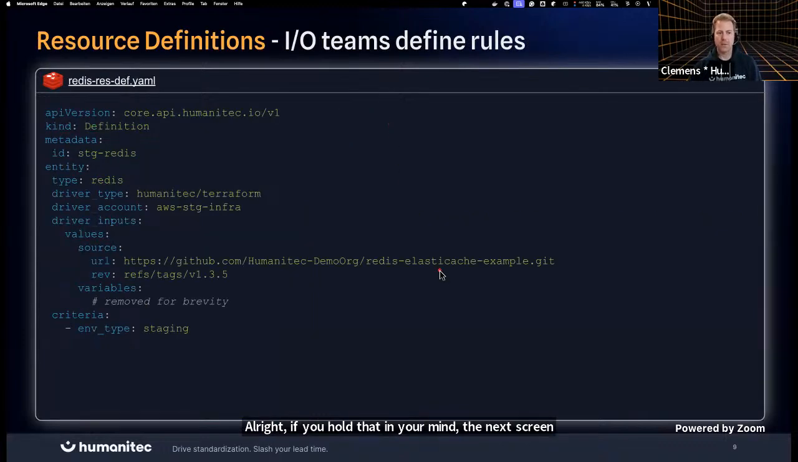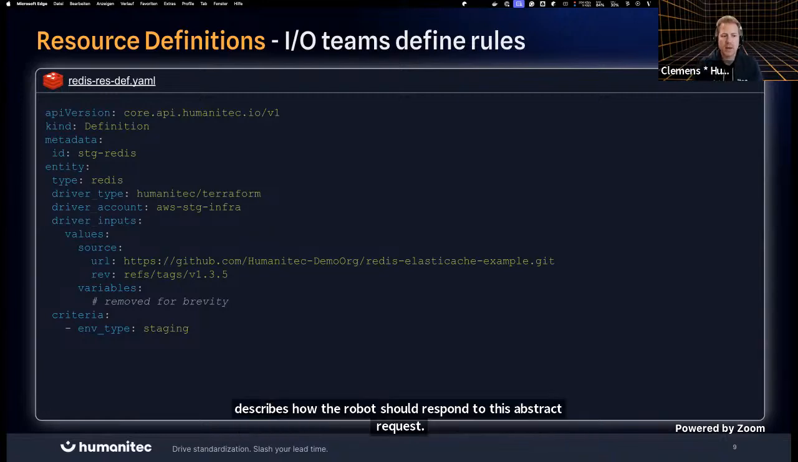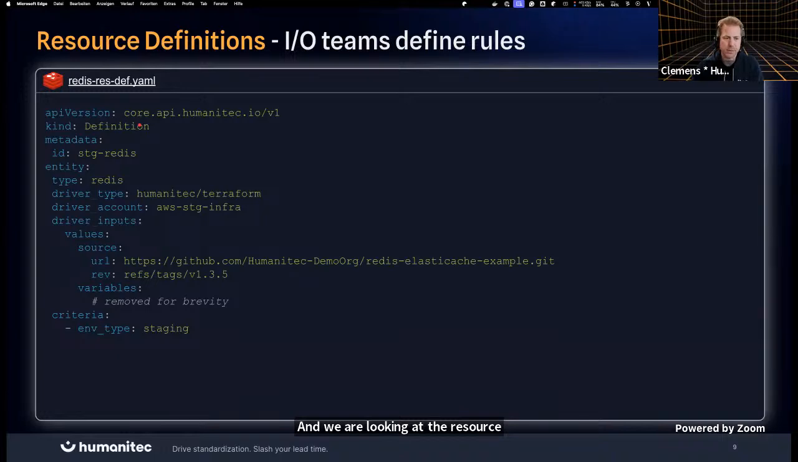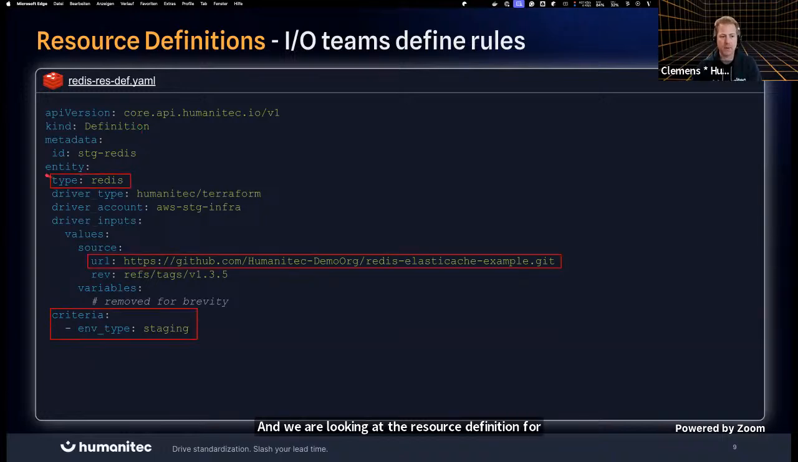If we've talked about Score, we need to talk about resource definitions, because as I said, that is how somebody from the more infrastructure-oriented side describes how the robot should respond to this abstract request. And we are looking at a resource definition for Redis cache here. So the important parts are, we are looking at the resource definition for Redis, obviously. And this is using Terraform. So it is using an IaC language to actually mutate or create the resource that we are reasoning about. And the module that is actually doing the heavy lifting is living here in GitHub. I think that URL even works. You could look it up.